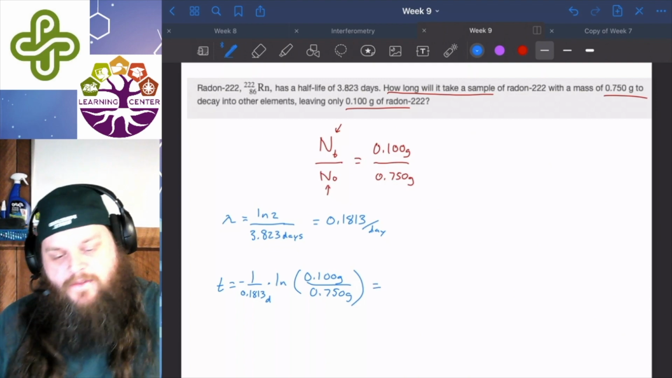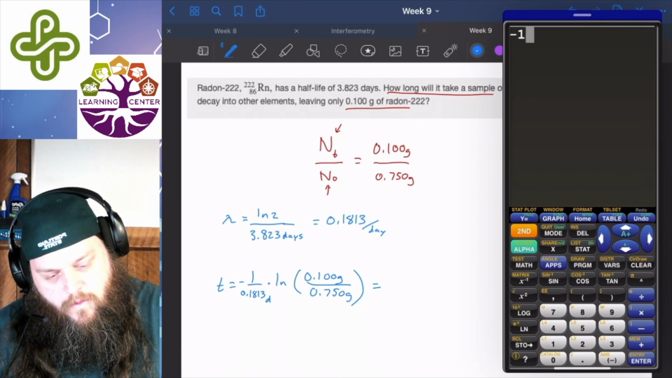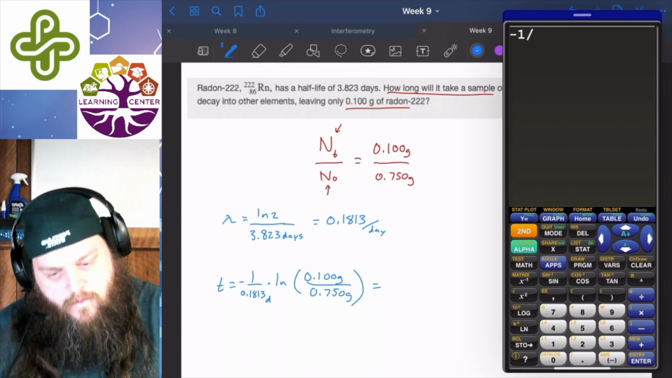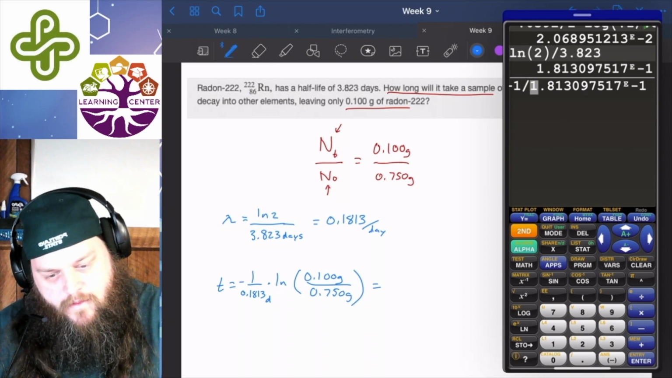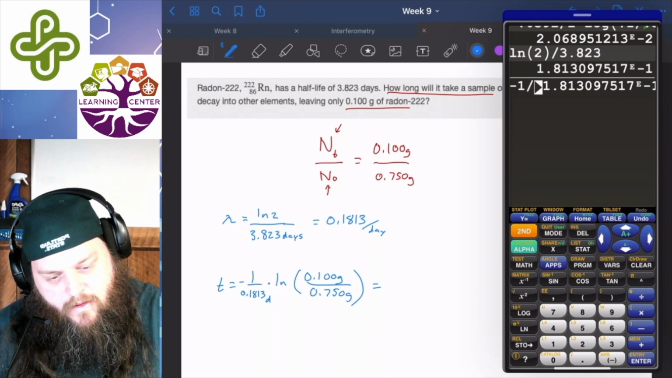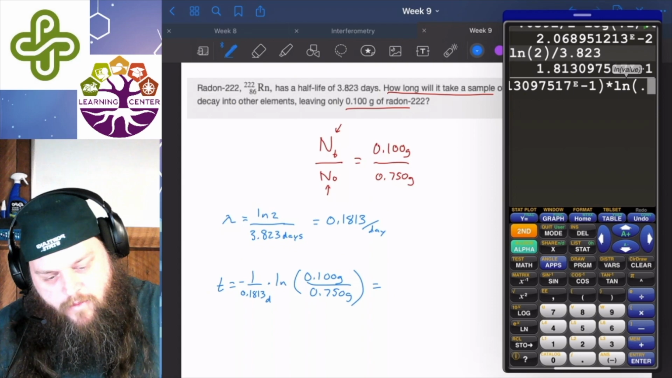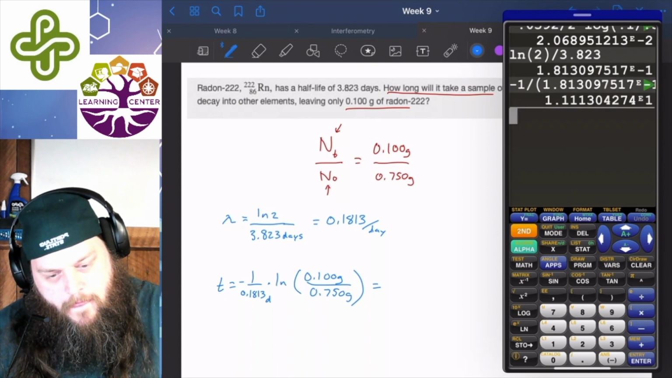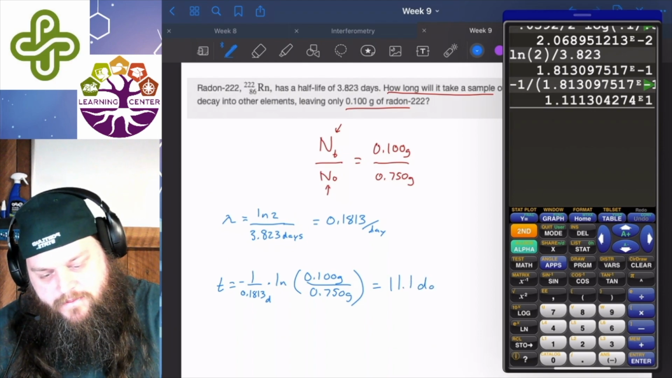So plugging in these values, negative 1 divided by this value here. I'm going to have to put a parenthesis there. My calculator is going to yell at me. Times the natural log of 0.1 divided by 0.75. That's equal to 11.1 days.